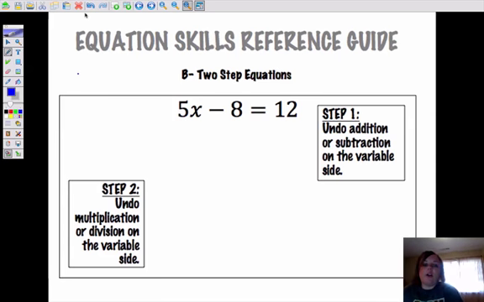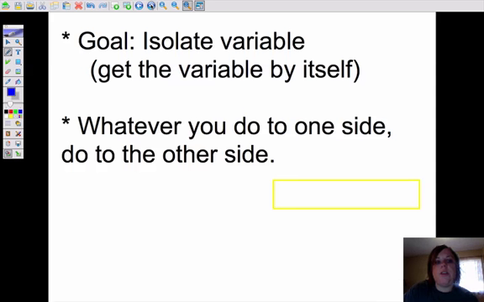Okay, in this video, I'm going to be talking about solving two-step equations, which is skill set B in this unit. A couple of reminders when we're solving equations. Remember that the ultimate goal is to isolate the variable, which just means get the variable by itself. So you want to end up with x is equal to something, if x is your variable. That's the whole point of solving an equation.